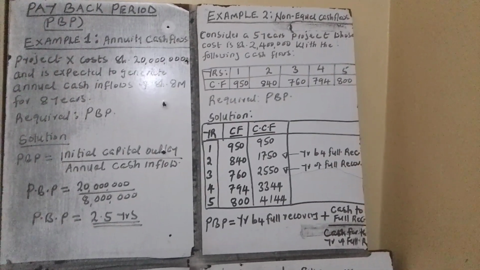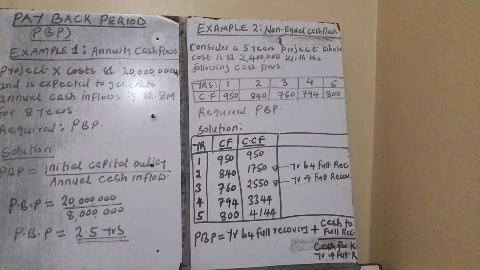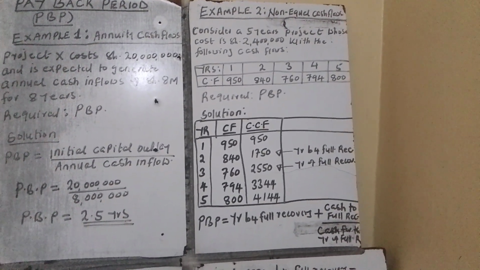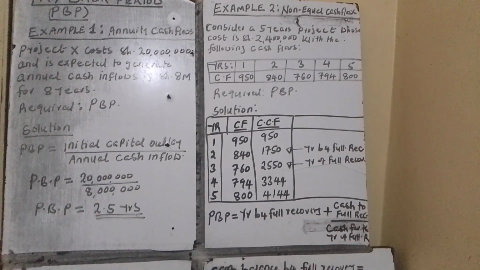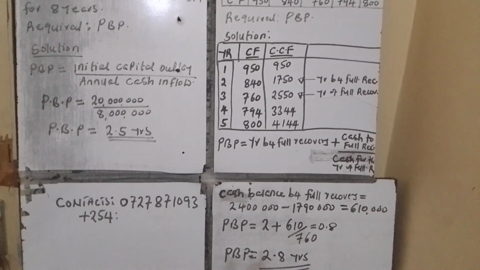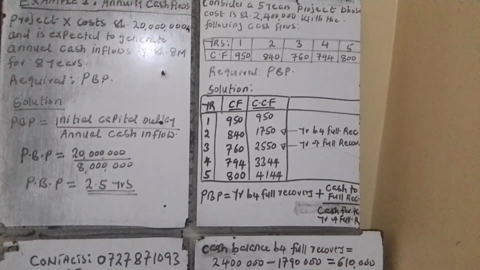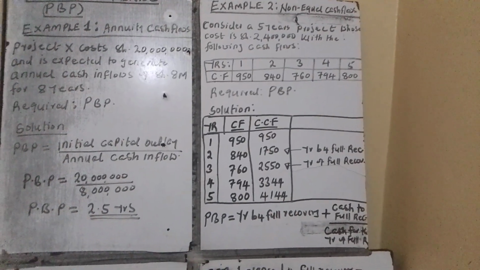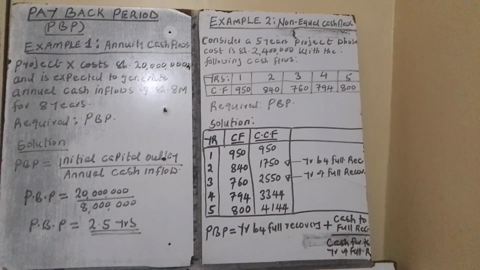That is one of the major disadvantages of the payback period, or generally speaking, the non-discounted techniques. They don't consider the time value of money. They don't consider things like risk. They don't consider things like effects of inflation, changes in interest rates, and similar factors. So that is it for the payback period.